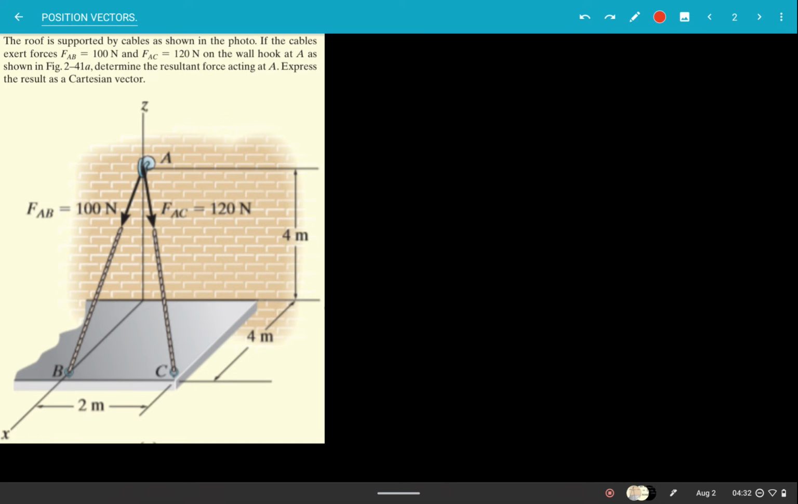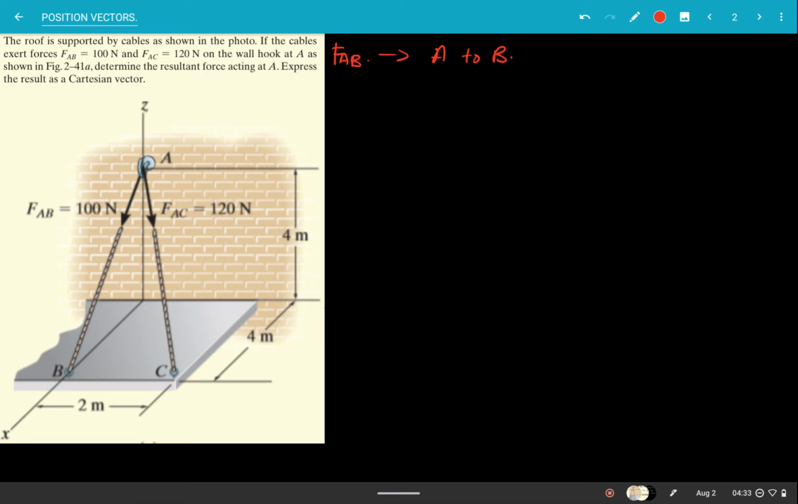Wonderful. Alright, so to find the resultant force, we have to first express force AB and AC as a Cartesian vector. Once we express these two forces as a Cartesian vector, then we just sum up the components and we'll have our answer. Alright, let's do that. So let us start with force AB. Force AB simply tells us that it's A to B, like that.